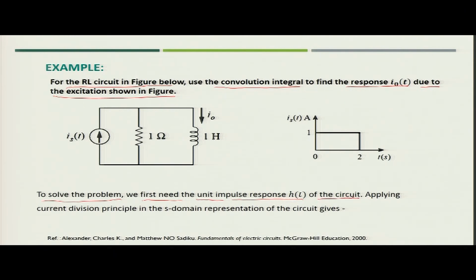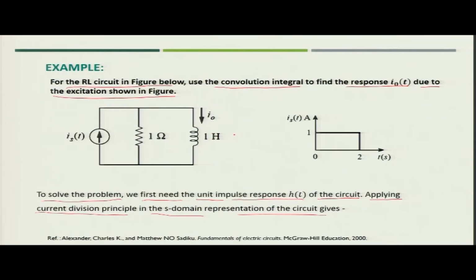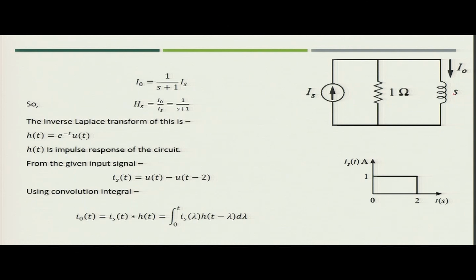So, when we use the unit impulse response, what do we have to do? We will apply the current division principle in the S domain and find the value of I naught. Let us first convert this circuit into the S domain. The current source will become Is, the resistance will remain the same, and the inductor of 1 Henry will become S in this case, and the current is I naught.